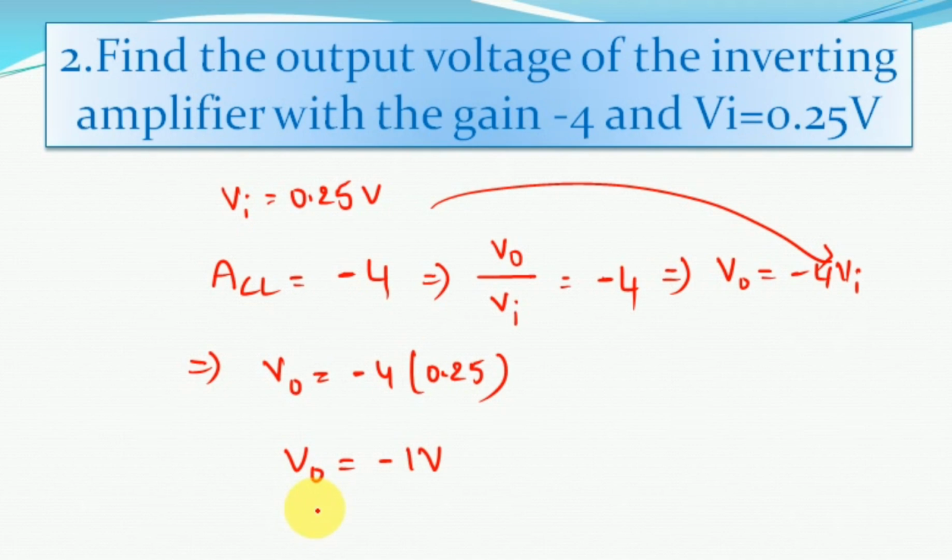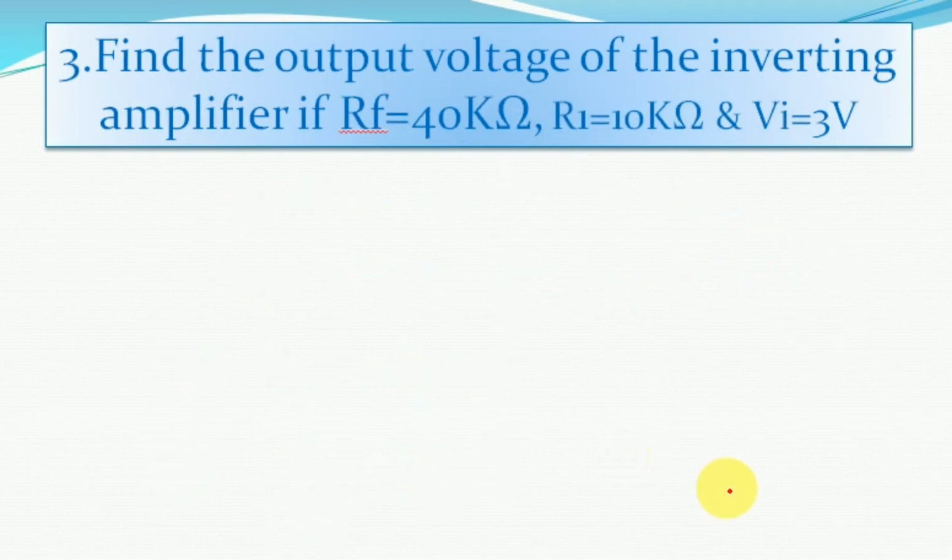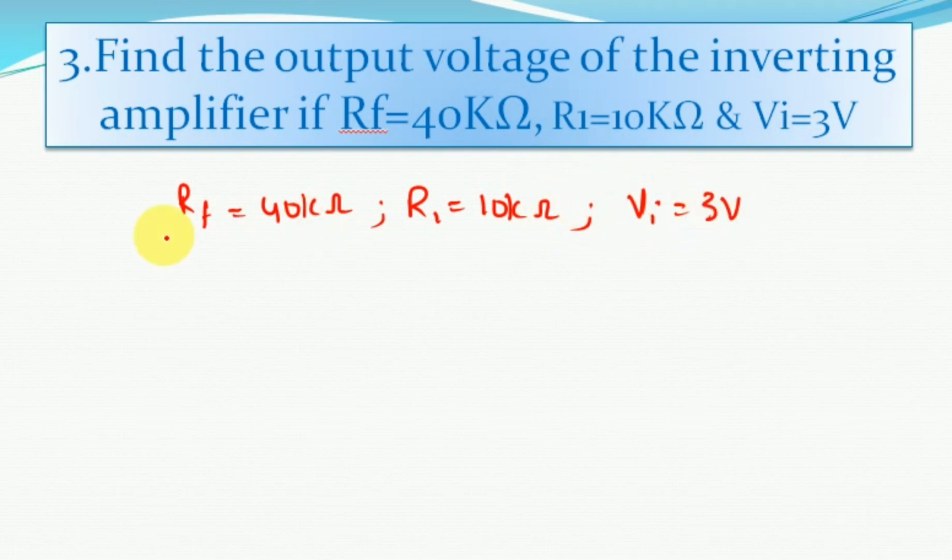Okay, this is one model. And next see the last model. It is again based on the definition of the inverting amplifier circuit. Here they have asked to find the output voltage for the inverting amplifier circuit, given Rf as 40 kilo ohms, R1 as 10 kilo ohms, and input voltage as 3 volts. So they have given the Rf value as 40 kilo ohms, the R1 value as 10 kilo ohms, and the input voltage Vi value as 3 volts, and they have given the inverting amplifier circuit.